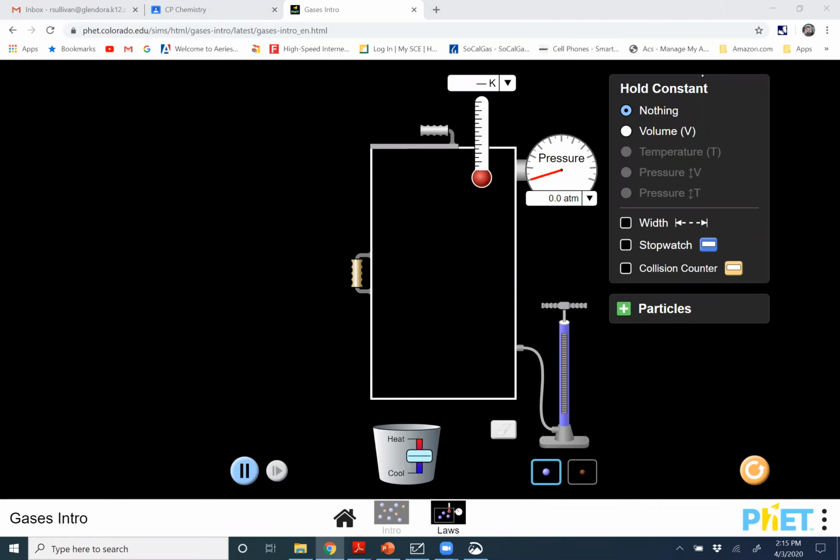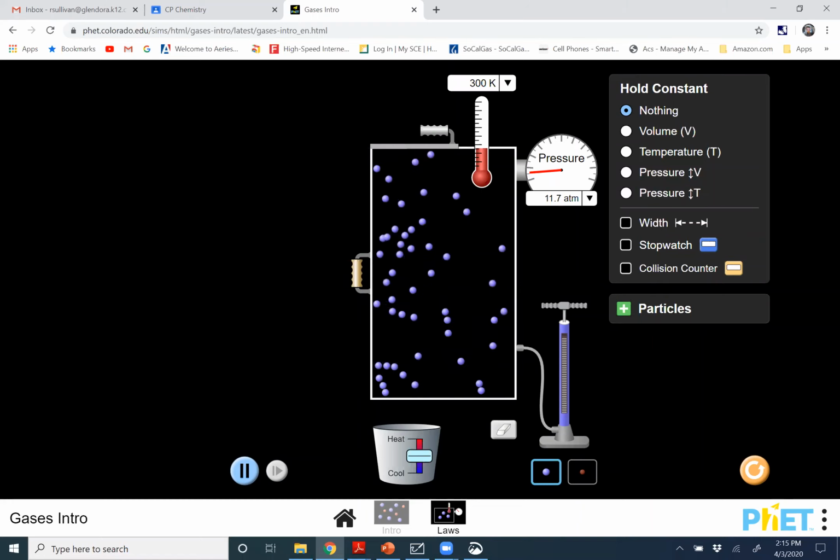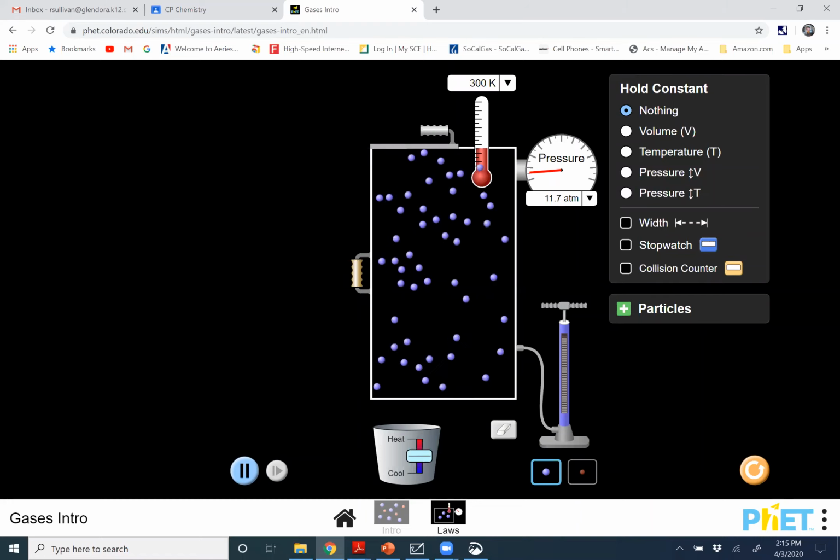So we can see the pressure as we add some stuff in here. And we're going to increase the volume of our container. We're going to double the volume of our container. We're going to see what it does to our pressure.